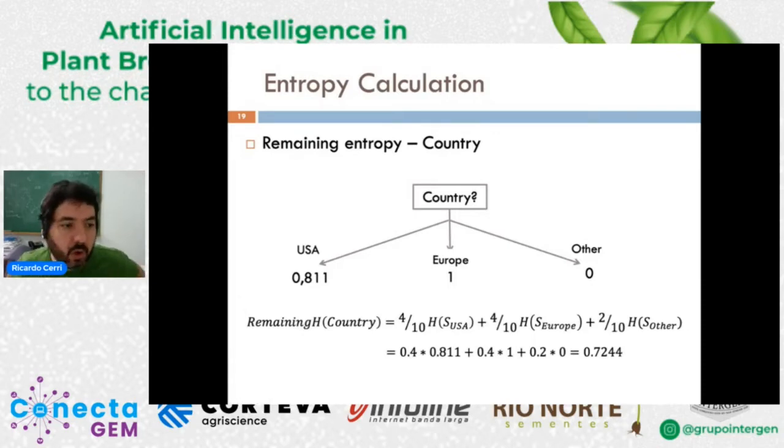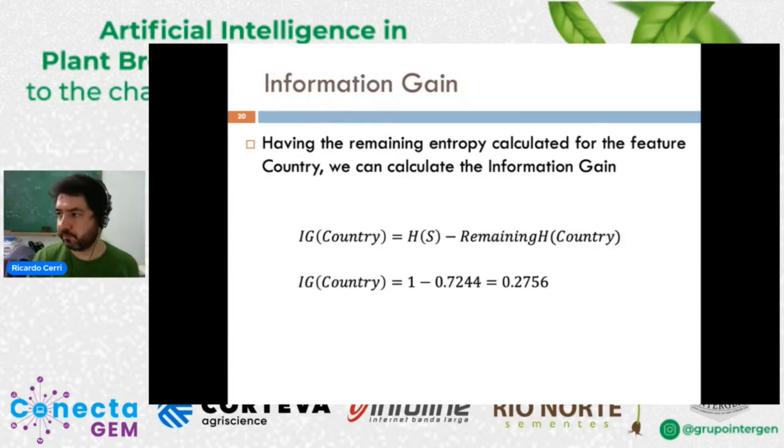So we took the feature country, checked the subsets created when using it to divide the data, calculated the entropy in each of these subsets, and summed up these entropies, and the result is the remaining entropy for the feature country. We're going to do the same for the other features.